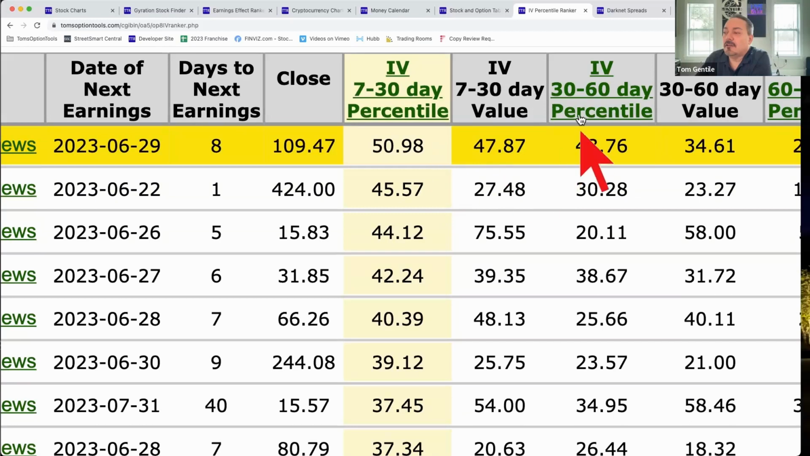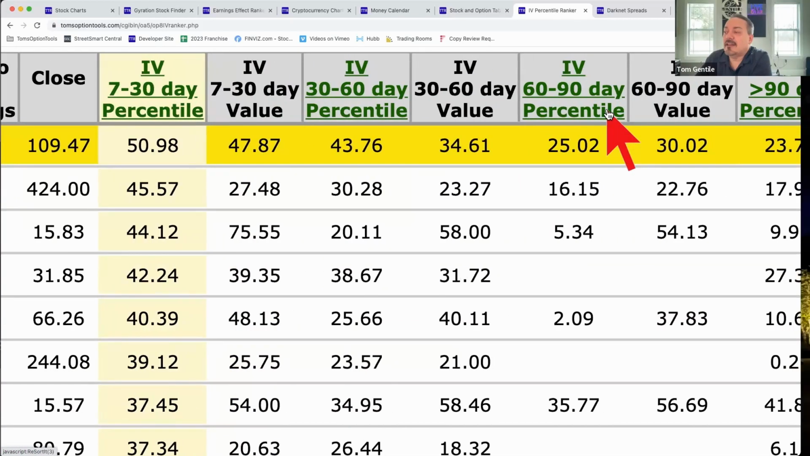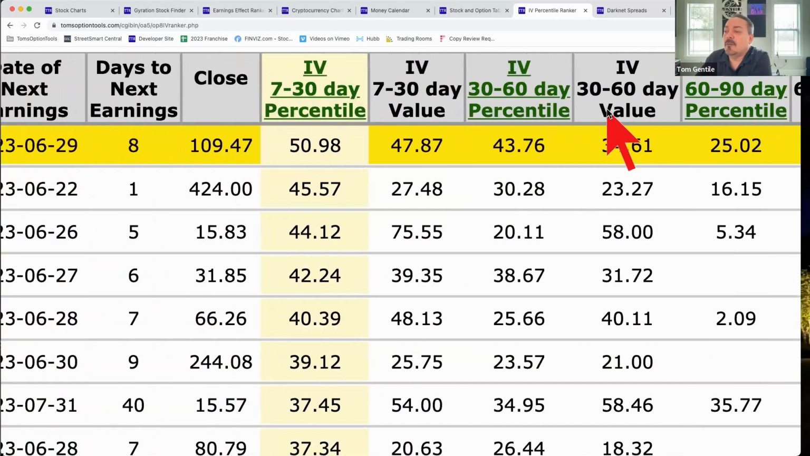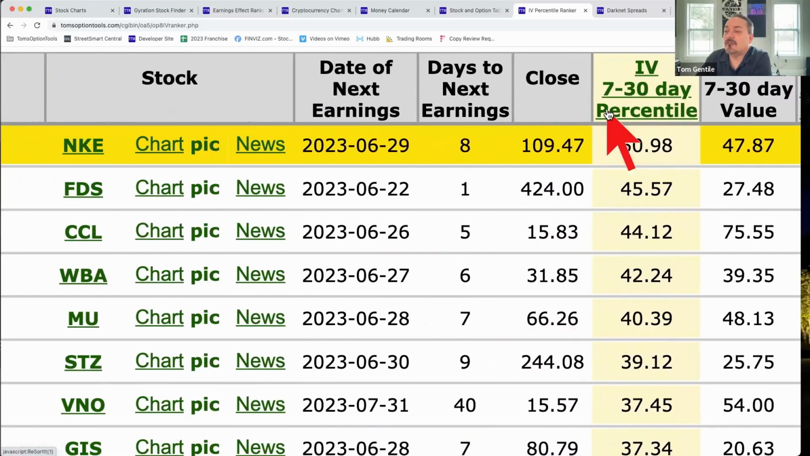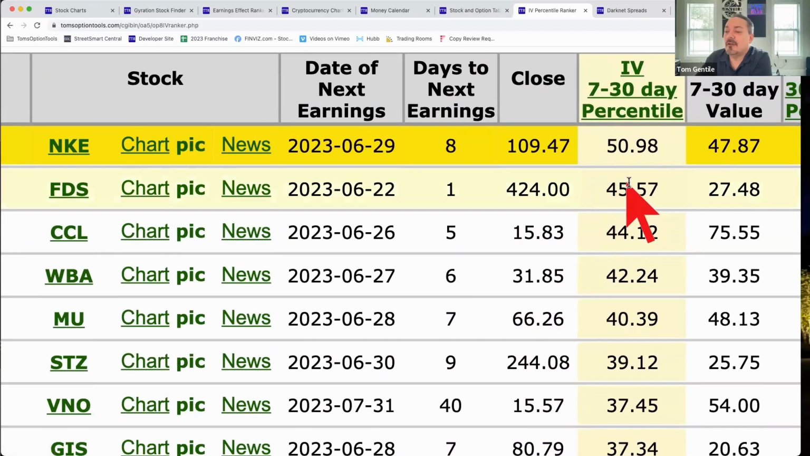And so I can look at 30 to 60. I can look at 60 to 90. I can look at greater than 90. This is all based on different options expiration, right? FDS is number 2. There's Carnival Cruise Lines, right? Everyone's worried about Carnival right now because they're kind of the dollar store of cruise lines, and they're highly leveraged right now. So everyone's concerned, are they going to even be in business going forward? That's why their IV is so high.